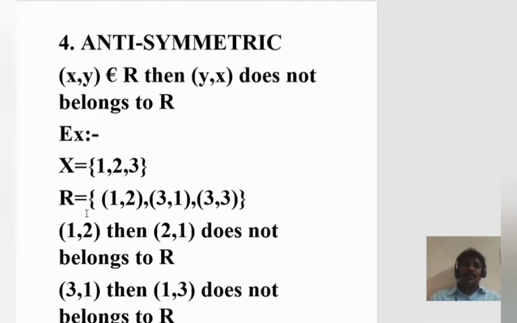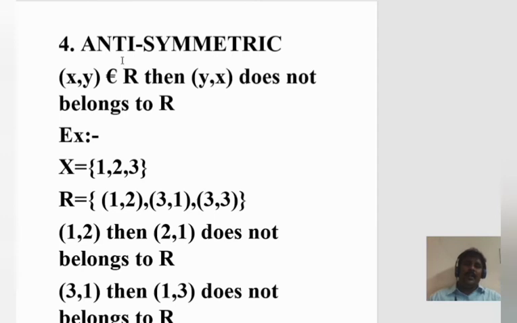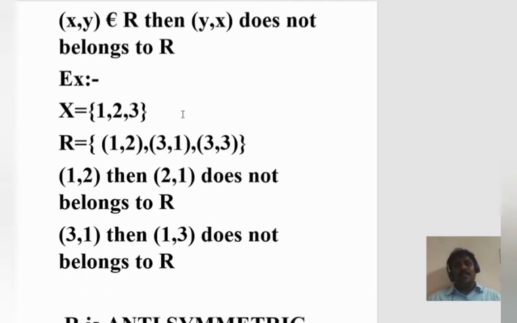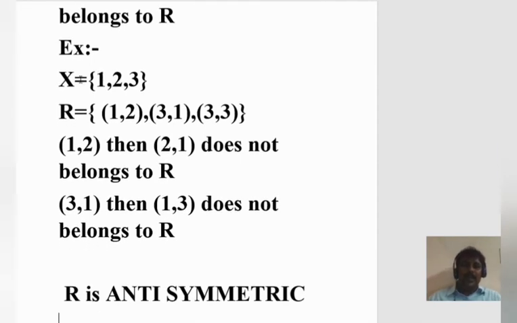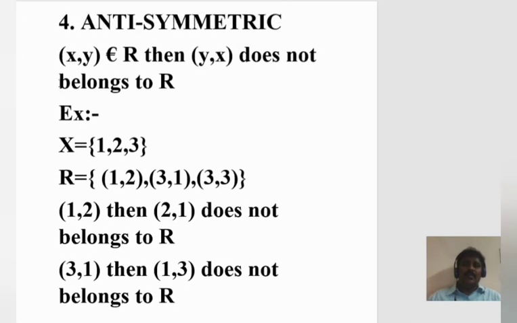Once we recall this once again, anti-symmetric means, we already know symmetric means if xy belongs to R, then yx belongs to R. Anti-symmetric means which is not symmetric. If xy belongs to R, then yx does not belong to R. Now I take an example, let x equal to the set of 1, 2, 3. Now I have taken one relation R equal to 1, 2, 3, 1, 3, 3. Now we will check whether it is anti-symmetric or not.